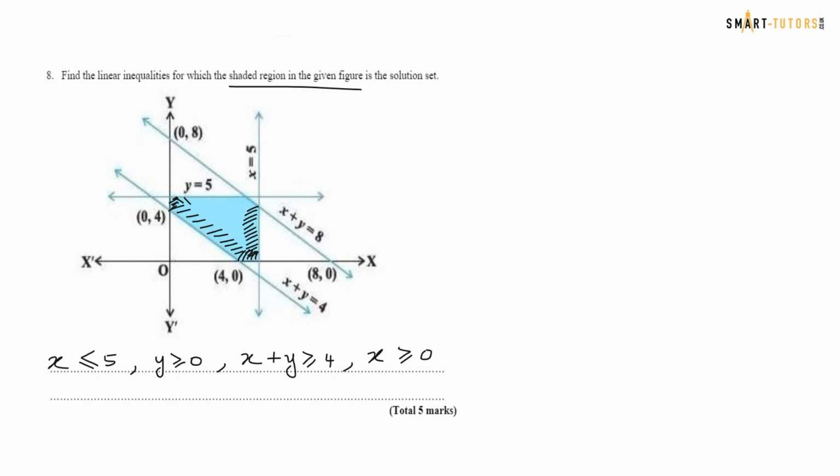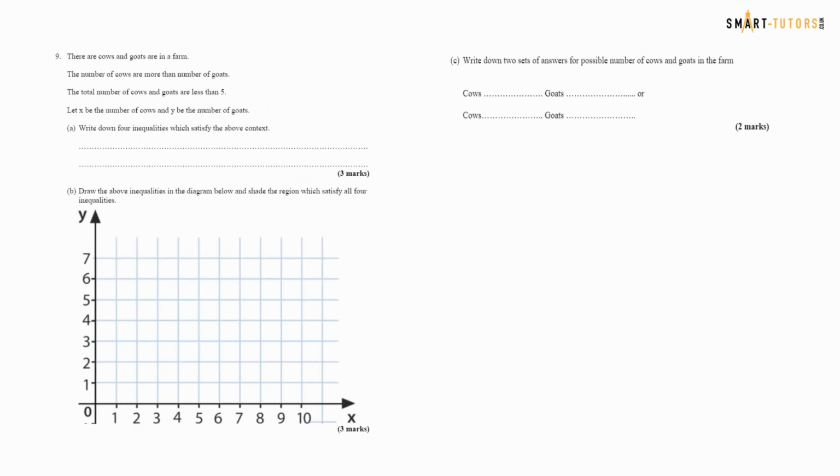Then y equal 5 has to be below the y equal 5. So y is below or equal to 5, and then the line shades below this section. For x plus y equal 8, y has to be below and equal, so y has to be towards the smaller side. That's why this region is made up by all these inequalities. That is the answer for question number 8.